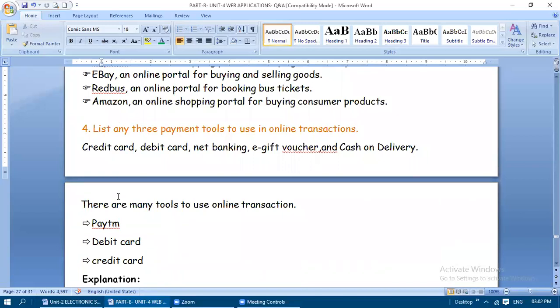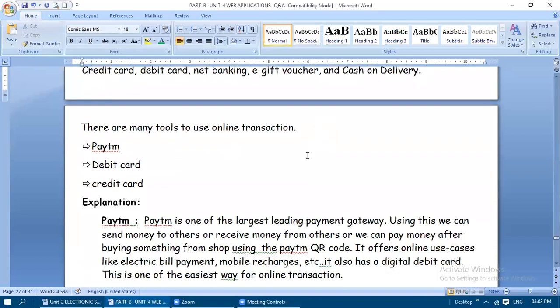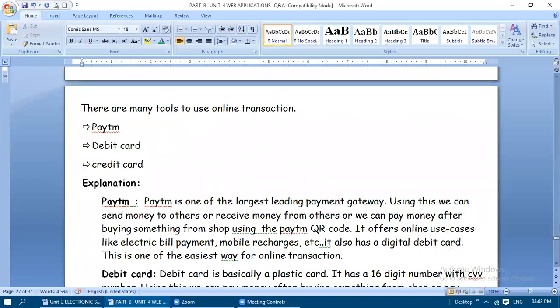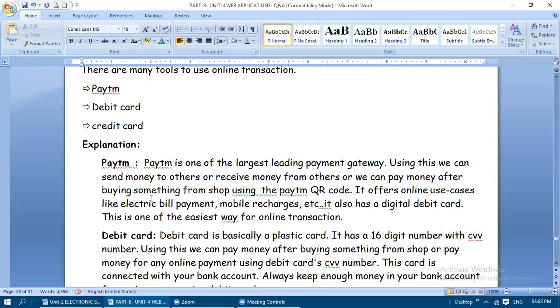Next, list any three payment tools to use in online transactions. So any three you can write: credit card, debit card, net banking, e-gift voucher, and then cash on delivery. Cash on delivery will not come under these online payment tools. Credit card, debit card, net banking, e-gift voucher we can write. Okay. So there are many tools to use for online transactions. Paytm also, Google Pay, debit card, credit card. So all those are available.